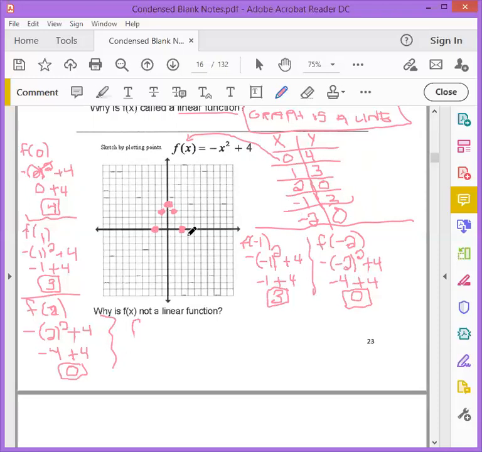Now immediately we see that our points don't make a straight line. When we connect these points, we're getting what looks like an upside down U shape. This is called a parabola. And you'll get parabolas anytime you see powers that are raised to the second. This is also the reason why this is not a linear function, because this graph is not a line.